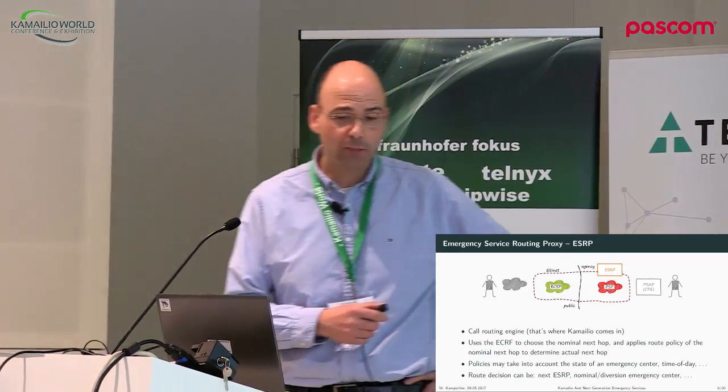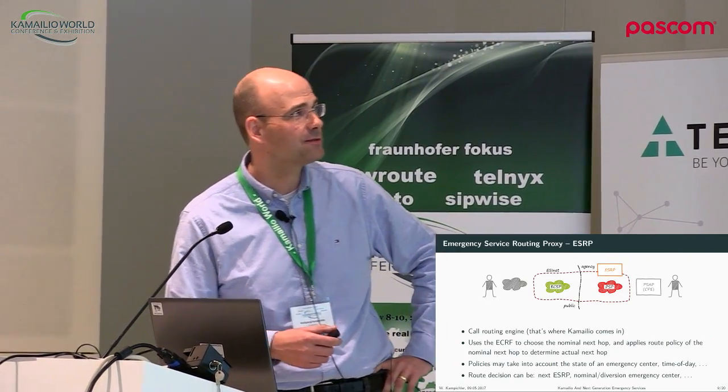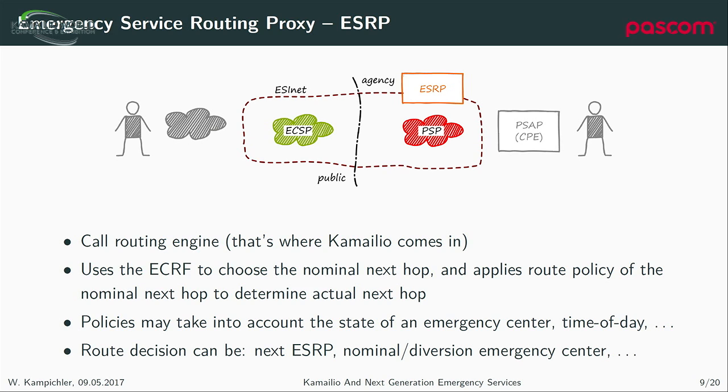Yes, the most important one is the Emergency Service Routing Proxy. So that's where Kamailio comes in. That's the core routing engine. And that one actually uses another functional element, which is the ECRF, which I'm going to talk about next, in order to get information about the next hop. So, how to route an emergency call? It can be based on civic locations, or it can be based on the geolocation.